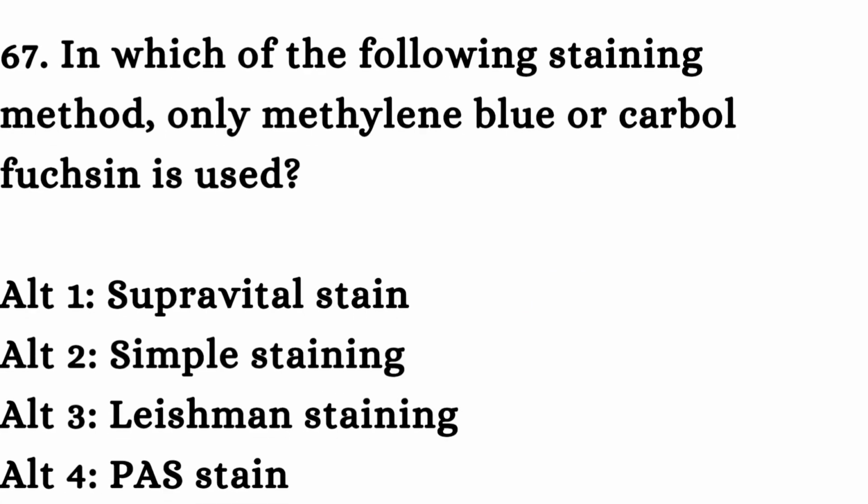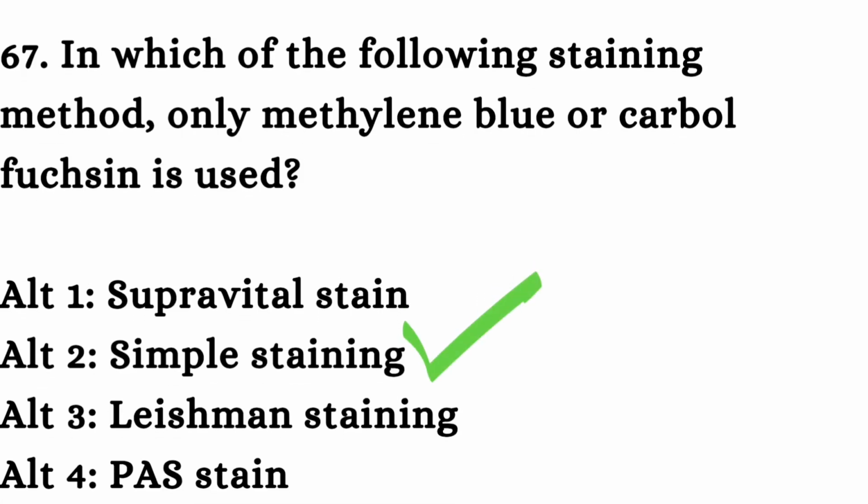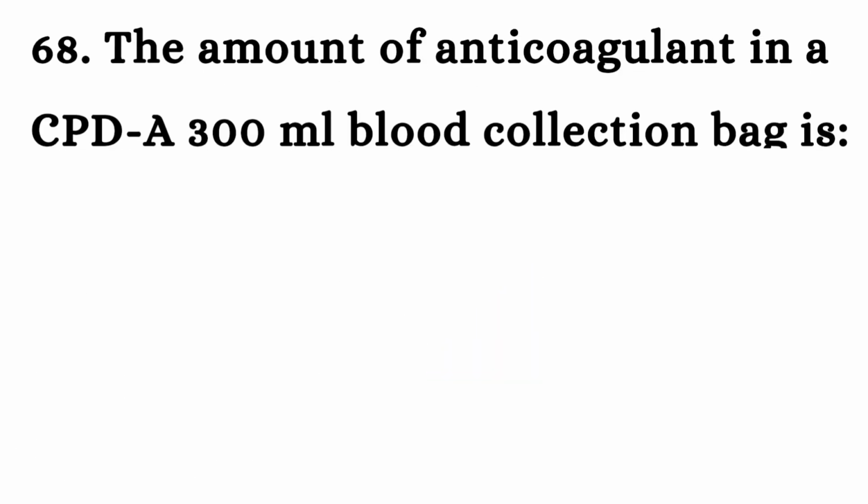Next one. In which of the following staining methods only methylene blue or carbol fuchsin is used? Option 1, supravital stain. Option 2, simple staining. Option 3, Leishman staining. Option 4, PAS stain. The right answer is simple staining. In simple staining, we need only one reagent for staining.